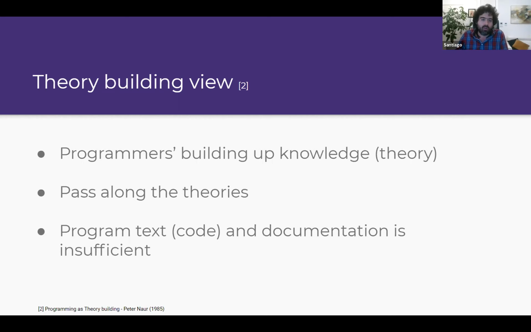And that theory is composed of explicit knowledge, which is the code and the documentation of the code, but is mostly composed of tacit knowledge. So the tacit knowledge is the insight the programmer has of the real world problem they are trying to solve, the reasons they had to code the program in a certain way, and also all the accumulated experience of building similar theories or other kinds of theories or programs. So in this view, the programmer has to pass along those theories as a primary activity.